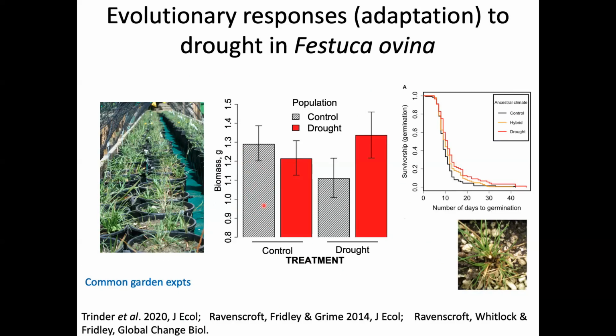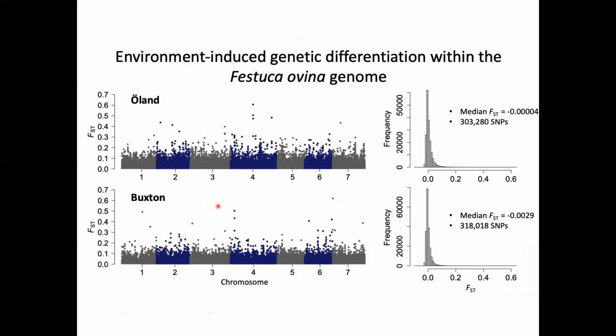And we've measured many phenotypes and shown that there's an evolutionary change in the plant phenotype there. Equally, within the genomes, we've been able to identify genome regions that are responding to selection by drought. And I can't go into that in too much detail.